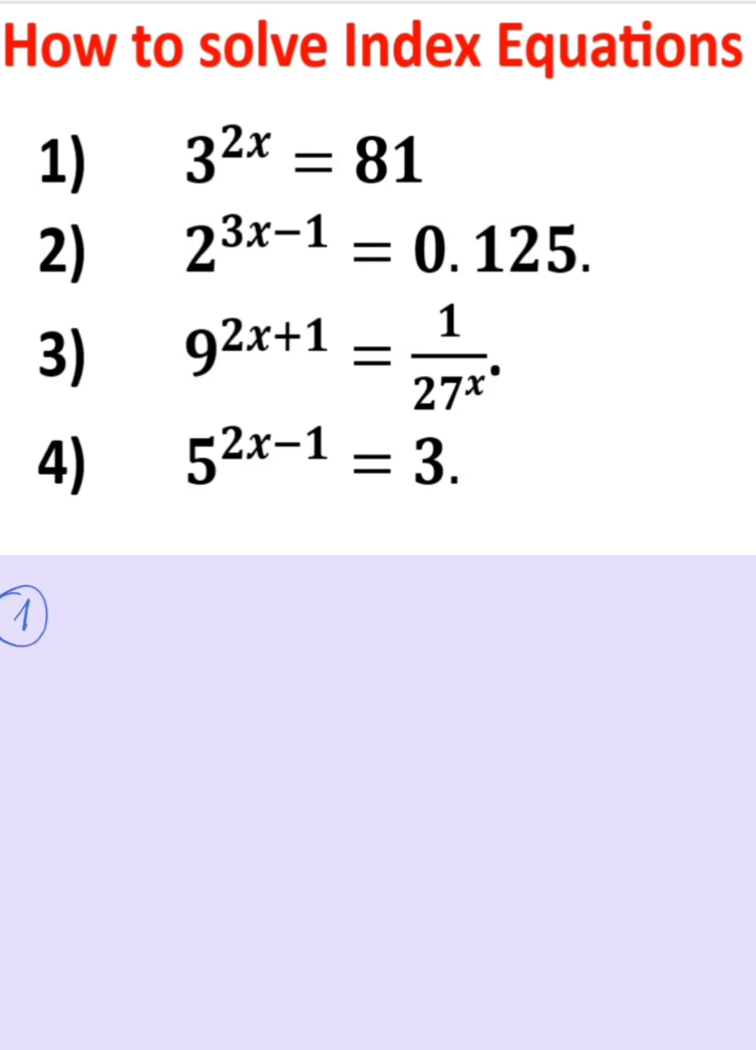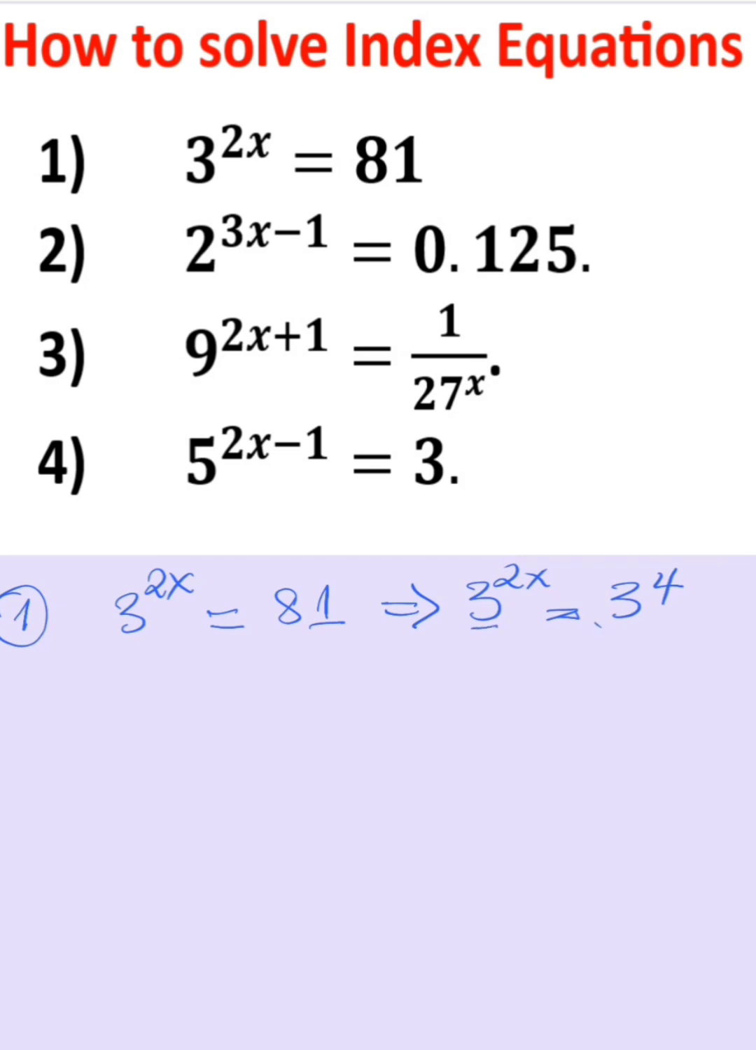We have the first one, 3 to the 2x equals 81. To solve an index equation of this form, we verify whether both sides can be expressed in index form such that the bases are the same. And if you observe well, you see that 81 can be expressed in index form with 3 as the base. So we have that 3 to the 2x equals 3 to the 4th, because 81 is 3 to the 4th.